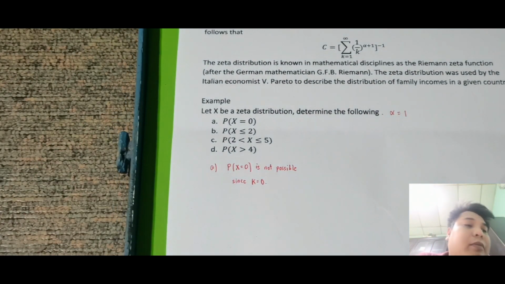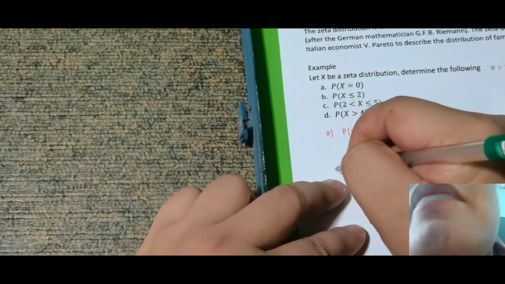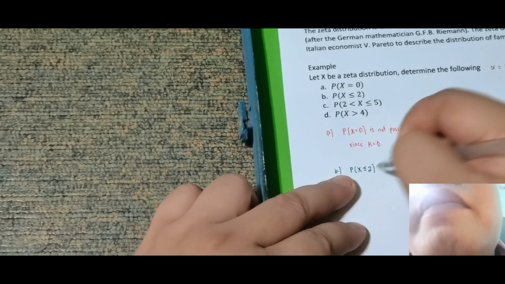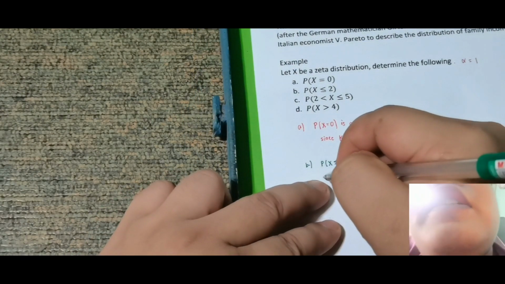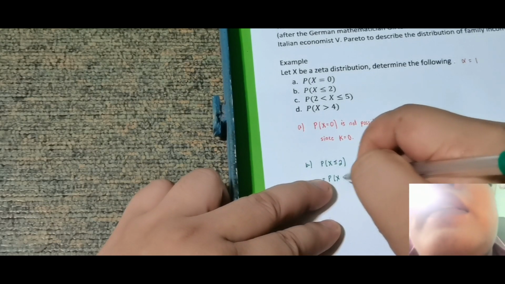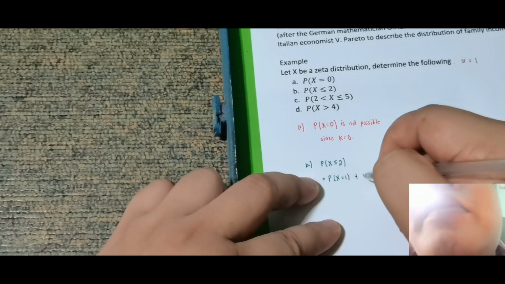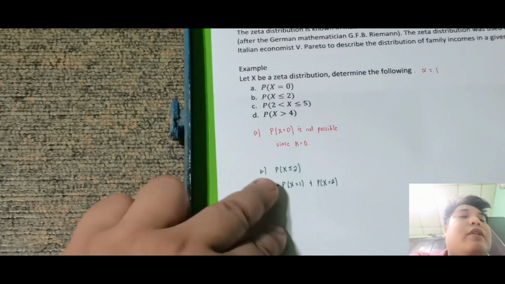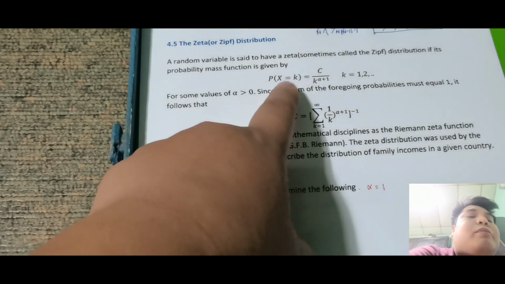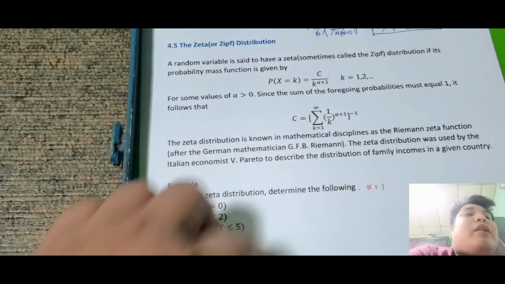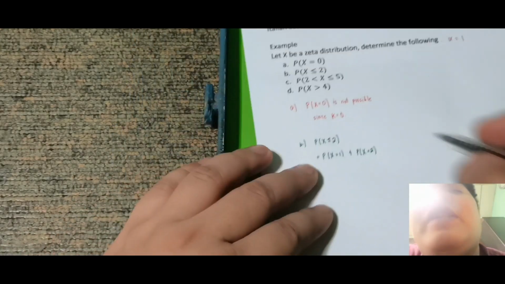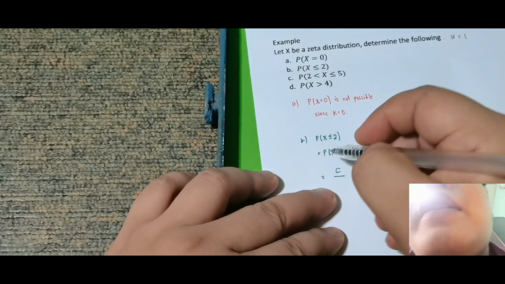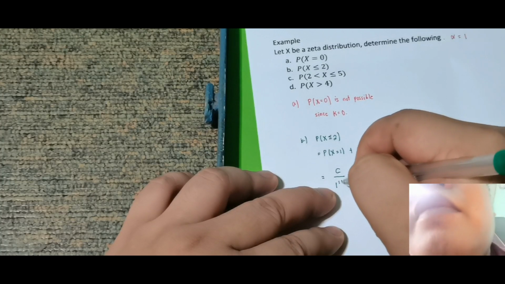Okay, next is for letter B. Siyempre tuloy na natin. For letter B, find the probability of X is less than or equal to 2. So obviously, alam niyo yung gagawin natin, then this is just equal sa probability at X is equal to 1 plus the probability at X is equal to 2. Okay, then next na gagawin natin, syempre, evaluate natin siya using yung ating PMF. So PMF is c over k raised to alpha plus 1, where alpha is equal to 1. So this is just c over k natin, ang k natin dito is 1, then 1 plus 1.